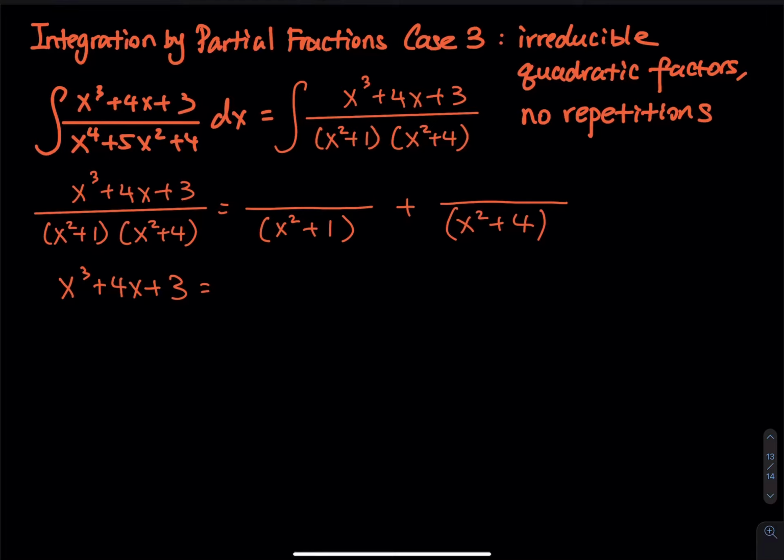This integral belongs to the third case of integration by partial fractions. There are irreducible quadratic factors in the denominator and there are no repetitions. So if you take a look at the given integral from the first line left hand side, the denominator we have x to the fourth plus 5x squared plus 4.